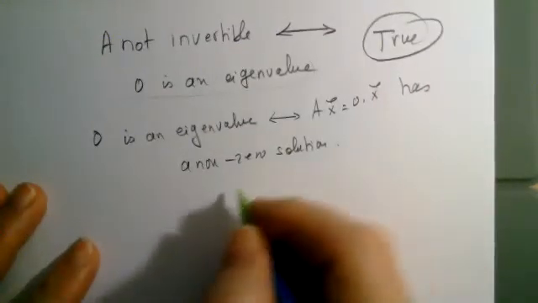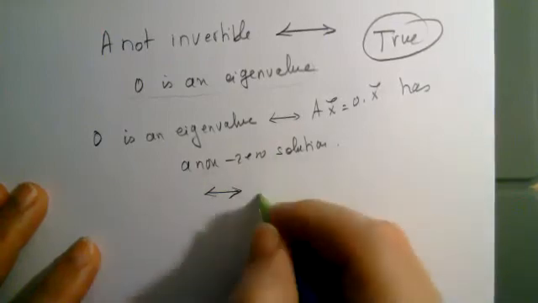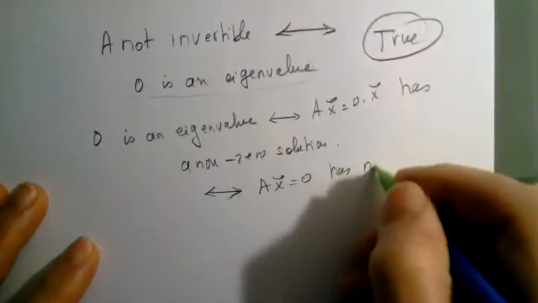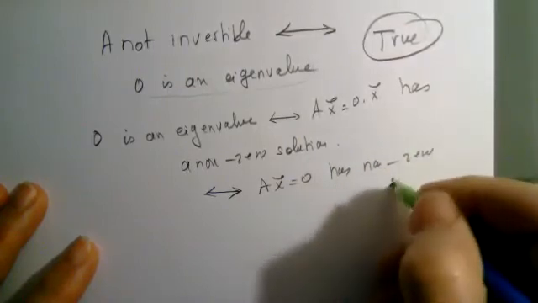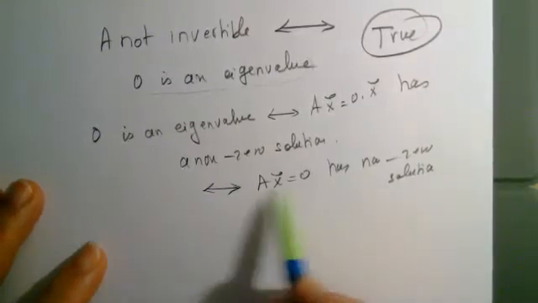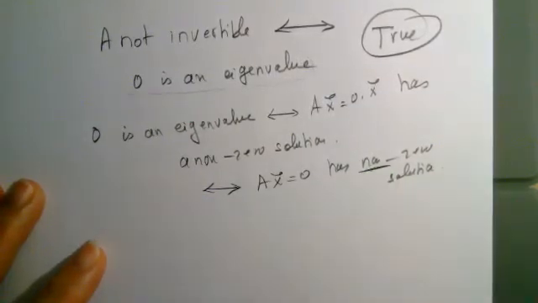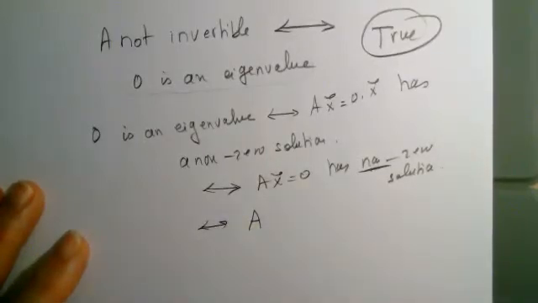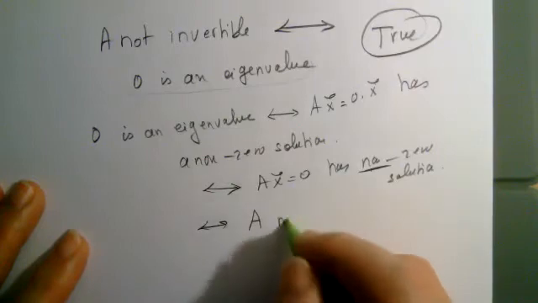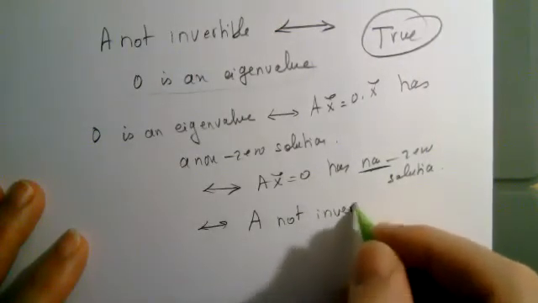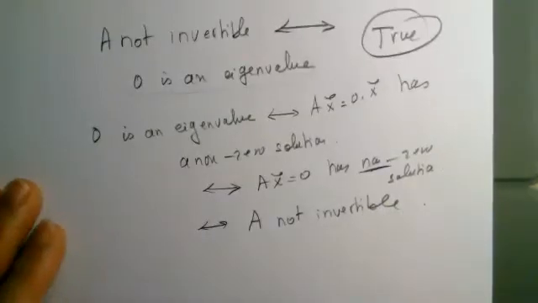Okay, which means the following. It means that AX equal to 0 has a non-zero solution. So if AX equal to 0 has a non-zero solution, what does this tell you about the matrix A? That tells me exactly that the matrix A is not invertible. Okay, so that's why the statement is true.